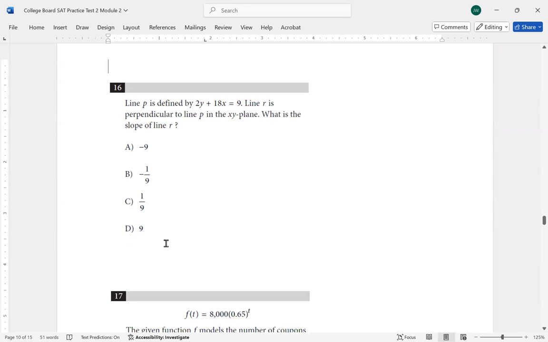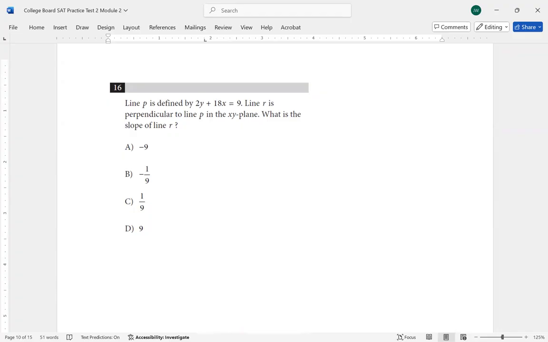Question 16 says line P is defined by 2y plus 18x is equal to 9. Line R is perpendicular to line P. What is the slope of line R? So we need to know two things. First off, we need to know how to find the slope of the given line, that is the slope of line P.